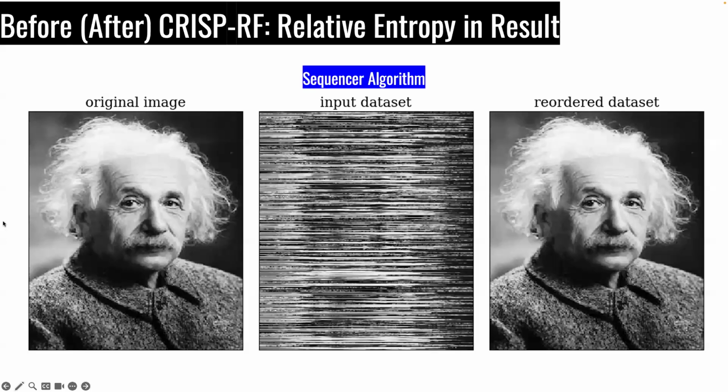A machine learning algorithm called Sequencer is applied after CRISPR-F to convey the improved information content. Here, you see the Sequencer algorithm in action. The image of Einstein on the left is shuffled into a random sequence in the middle. Applying the Sequencer algorithm reconstructs the original image of Einstein.